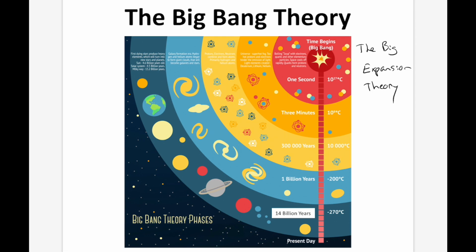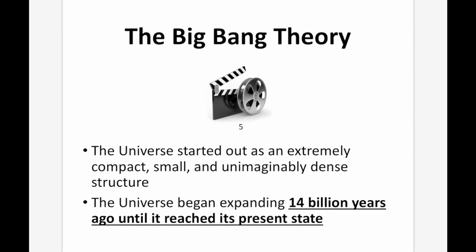Now, let's break down the Big Bang. The universe started out as an extremely compact, small, and unimaginably dense structure. Think of everything in the universe, all the galaxies, all the objects, all the matter, everything compacted into a minusculely small sphere. And about 14 billion years ago, it started expanding to the point where it is right now.